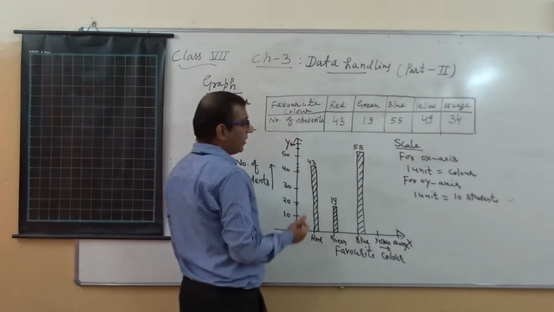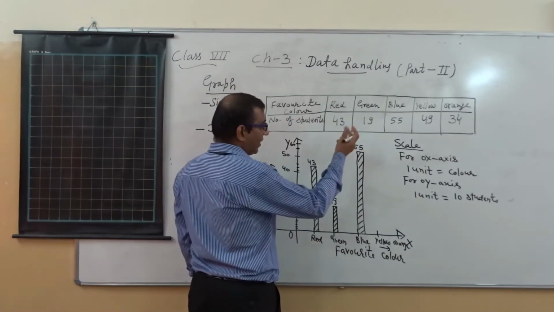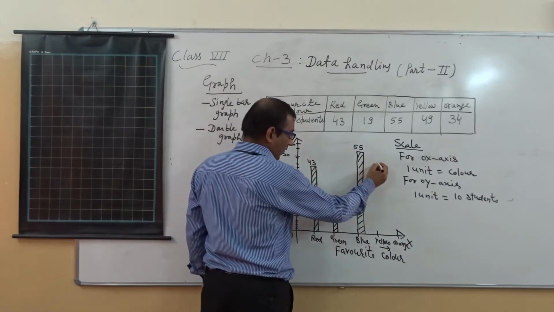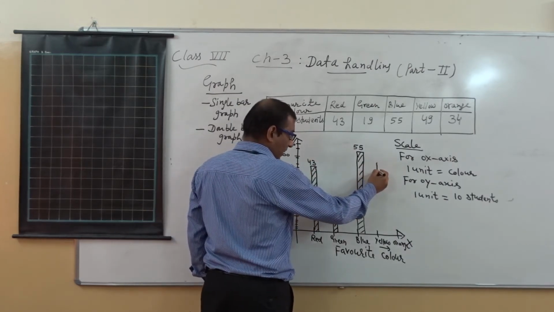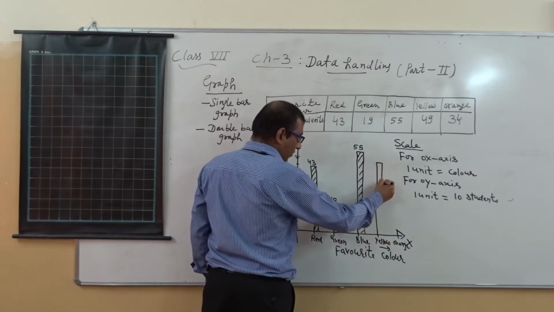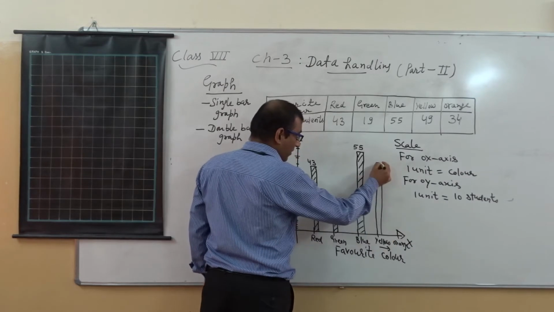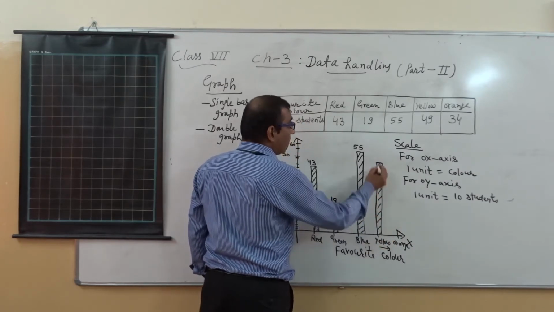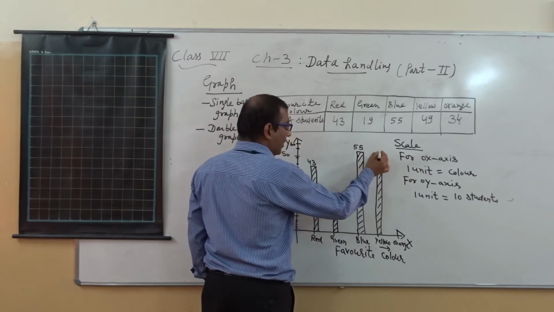Then we will come to the next color, that is yellow, and that is 49. So 49 means just before 50. We can say here it will be located, and then we will draw the building. This is the building related with yellow color, and we will write here 49.